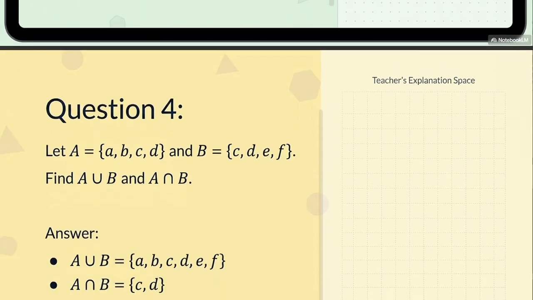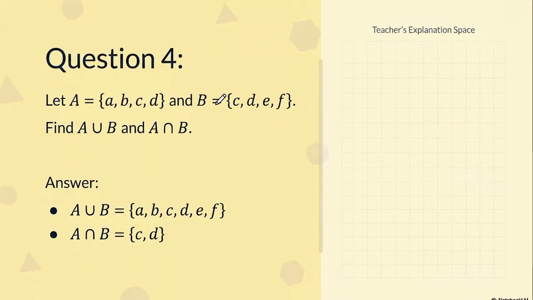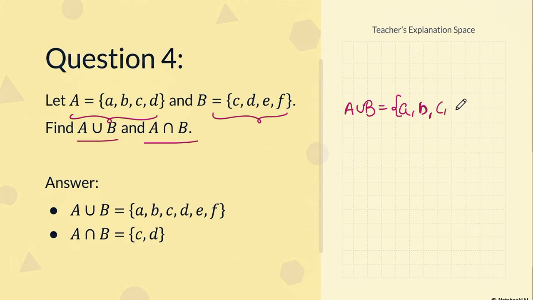Look at the next question. Again, set A is given as A, B, C, D, and set B is given as C, D, E, F. We have to find A union B and A intersection B. So A union B, that means combine both the sets. A has A, B, C, D, and write down the elements of B also. C, D we have already written, so E and F. So this is A union B.